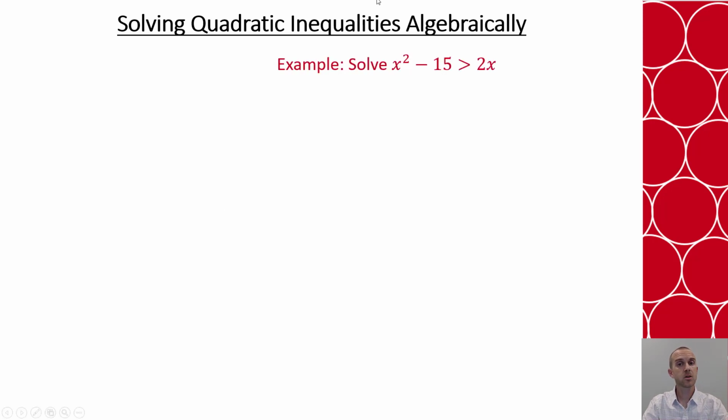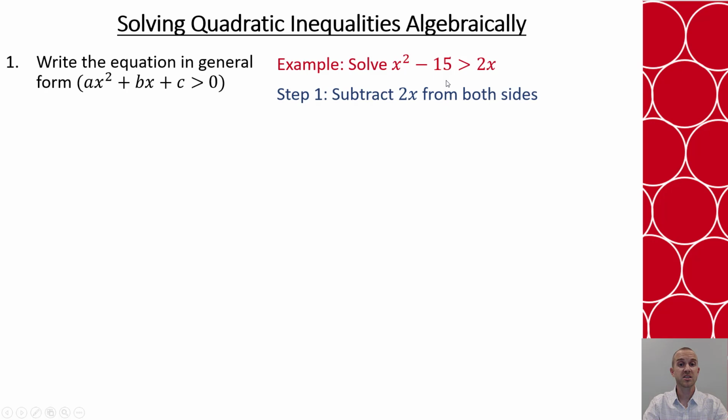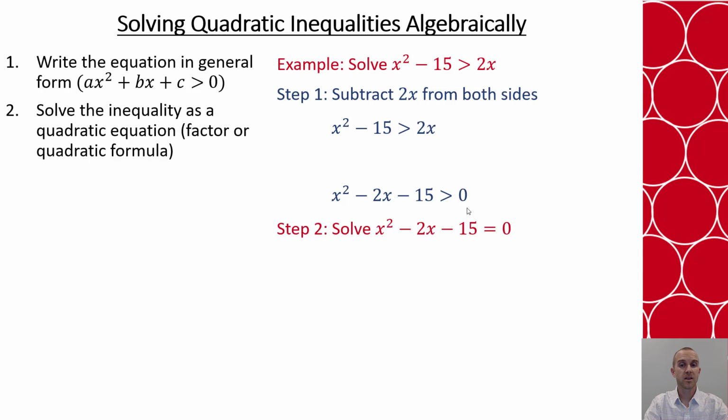So let's go back to our 2 examples we had already. Before, we first put this in general form by subtracting 2x. We did this before and got to x squared minus 2x minus 15 is greater than 0. Now, if we're doing it algebraically, we're going to treat this as an equality and factor to solve for this quadratic equality. So I'm looking at what factors of -15 sum to -2. That would be -5 and 3.